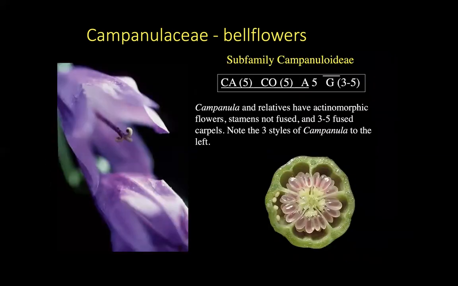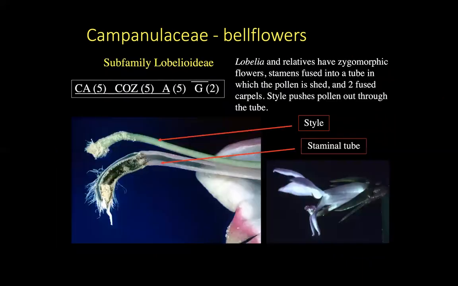Okay. So that's kind of what I said about the Campanuliids. And then a little closer look at the Lobelioideae. So this is a staminal tube. All of the stamens are perfectly fused together into a tube. And inside of that is the style, right? And so inside of the staminal tube is where the dehiscence of the anthers happens. And then the style elongates and breaks through with its own pollen coated on itself, pushing out to be received by pollinators.